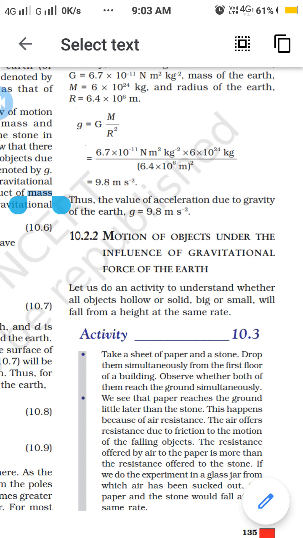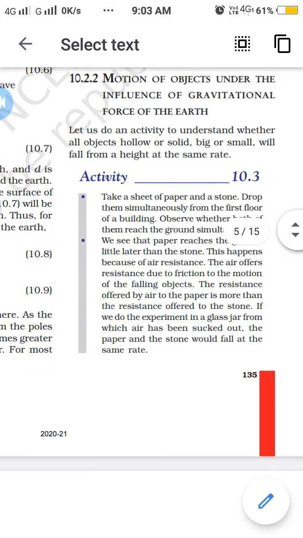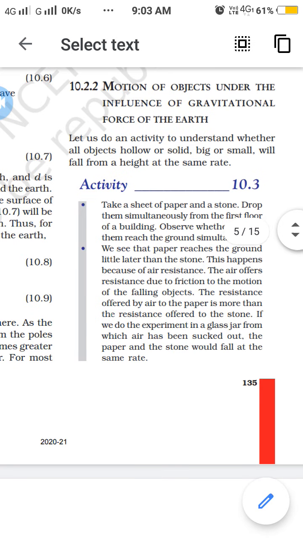Next, the motion of objects under the influence of the gravitational force of the earth. For that, we take activity 10.3. We take a sheet of paper and a stone. We drop both the paper and the stone simultaneously from a certain height of a building, and observe whether both of them reach the ground simultaneously or not.